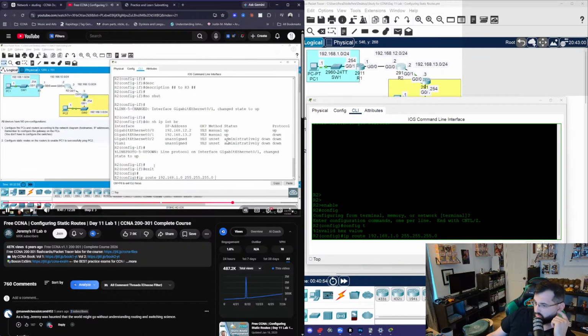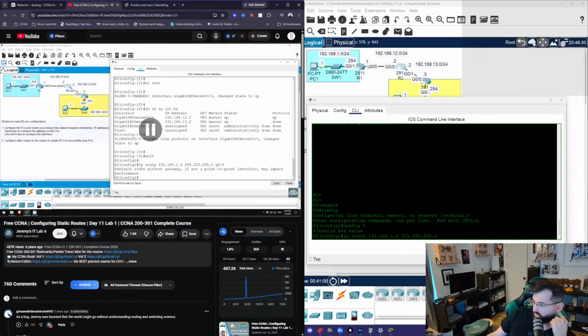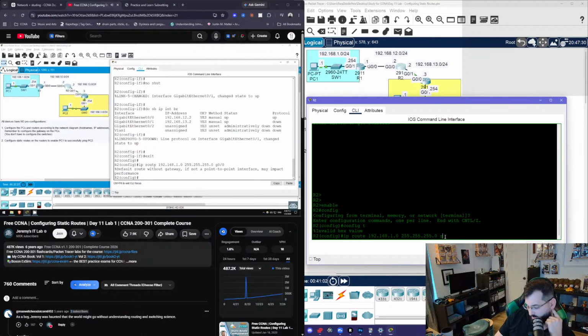To practice the other option, I'll specify the exit interface instead of the next hop IP address, G0/0. The exit interface. So does that mean that I have a choice? I can either put G0/0, because G0/0 has an IP address, or I could just put that IP address, which would be 192.168.12.1, because of this right here and this.